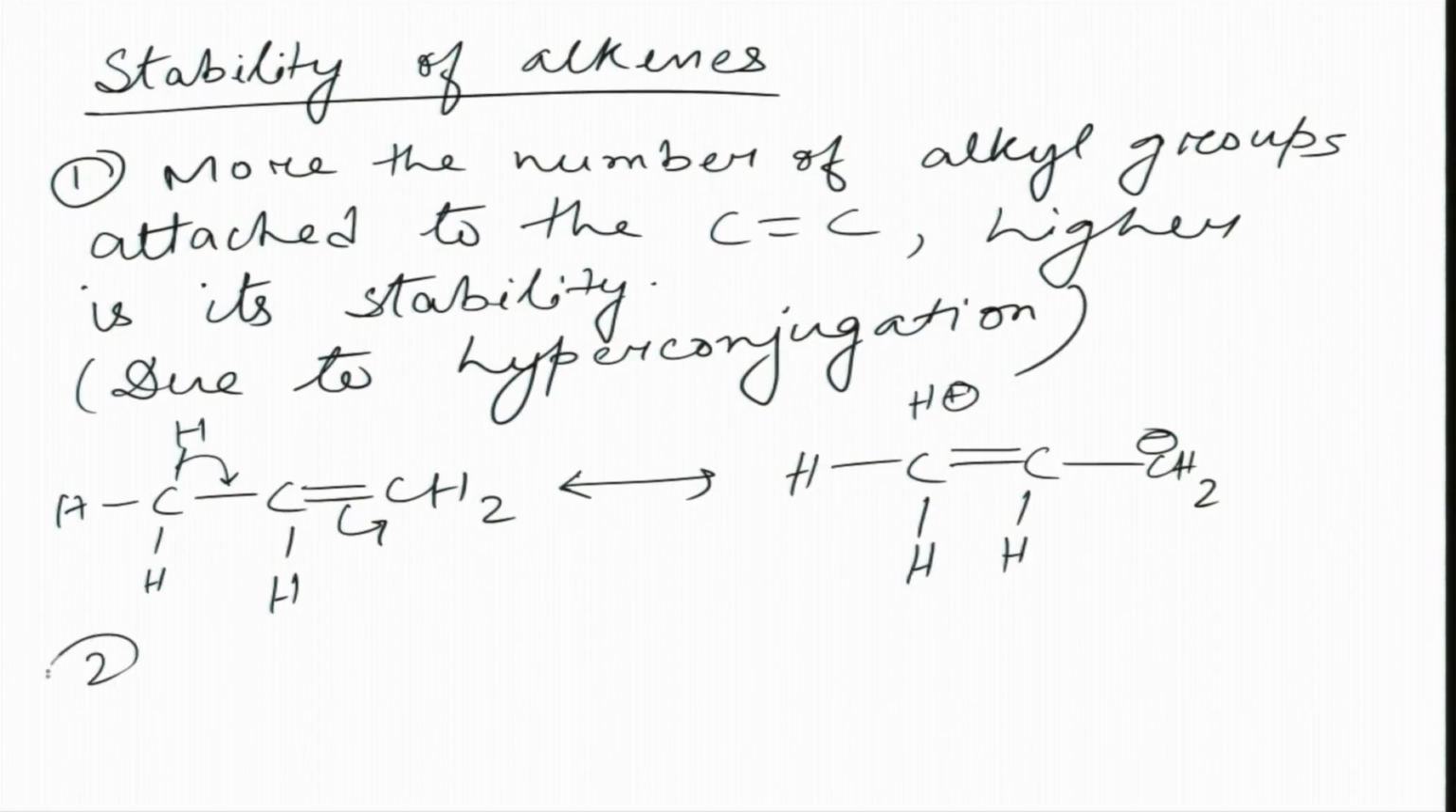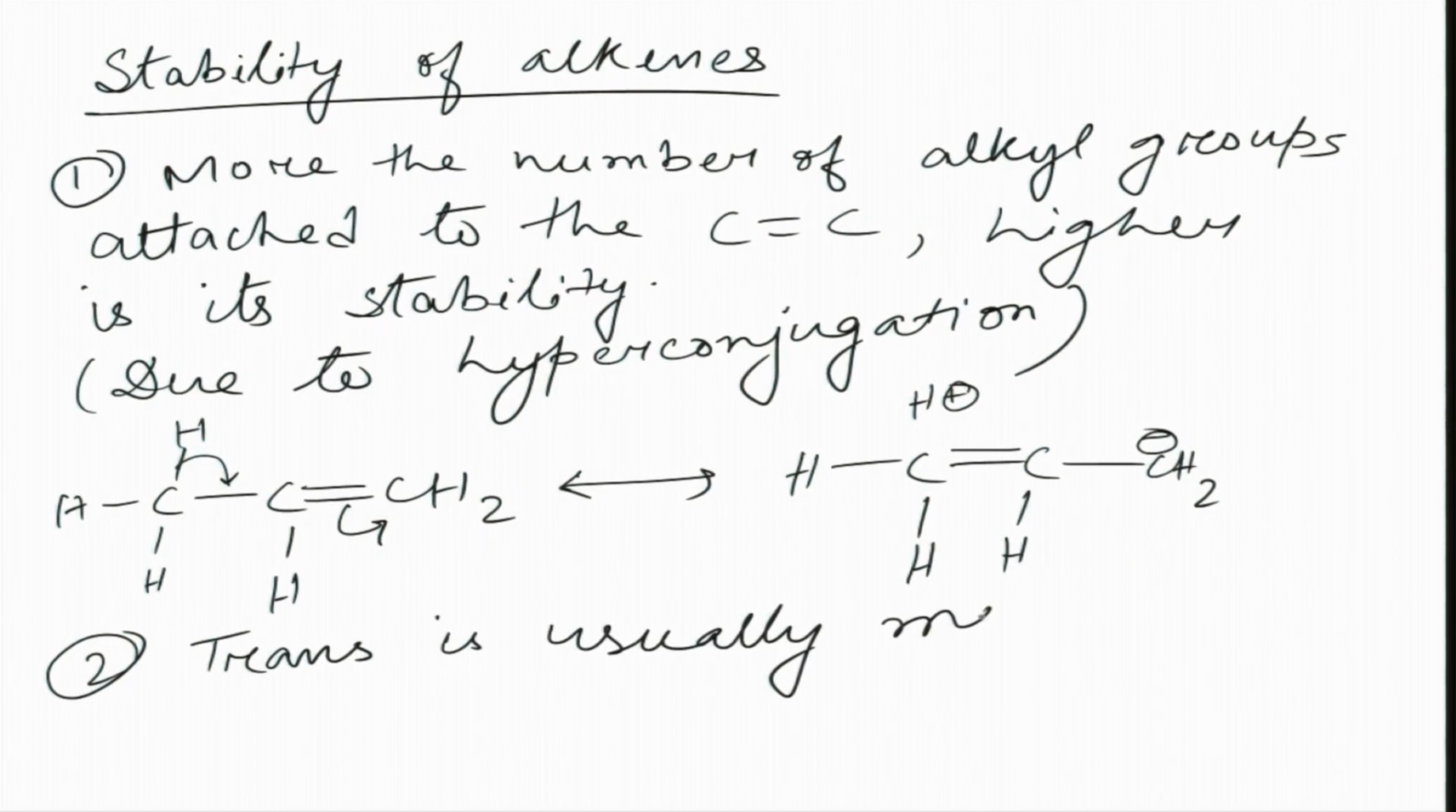The second point is that trans is usually more stable than cis. Trans is usually more stable than cis. Why?